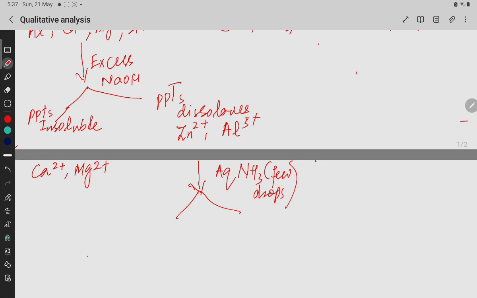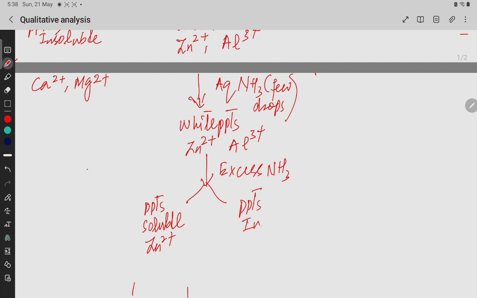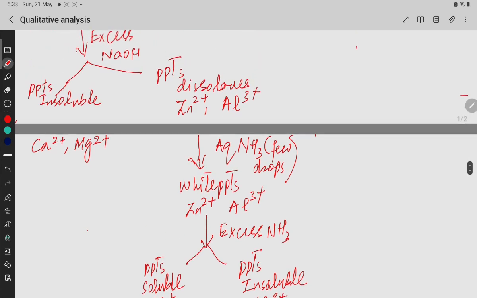When we add aqueous ammonia, we get the same result: white precipitates form, and obviously the solution must contain zinc ion or aluminium 3 positive. And when we add excess of ammonia solution, if the precipitate dissolves, the solution must contain zinc ion. And if the precipitate remains insoluble, the given solution contains aluminium ion.